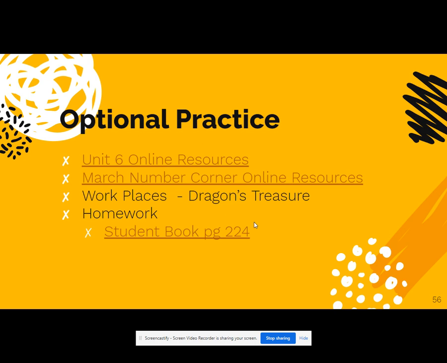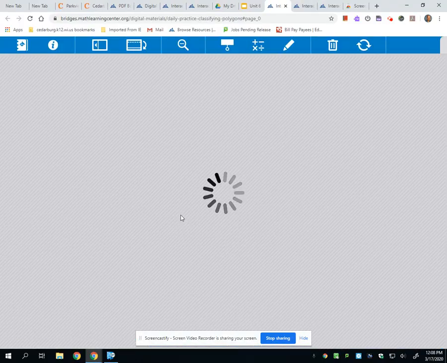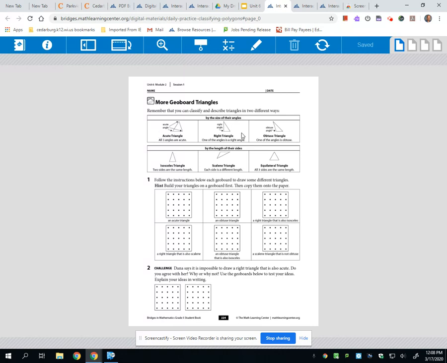All right, so now the rest of your lesson is going to deal with student book page 224. If you take a look at page 224, you have the same notes that we have up here that we've used to describe and classify triangles. You're supposed to draw each one of the triangles on student book page 224, and then please don't forget to do the challenge.